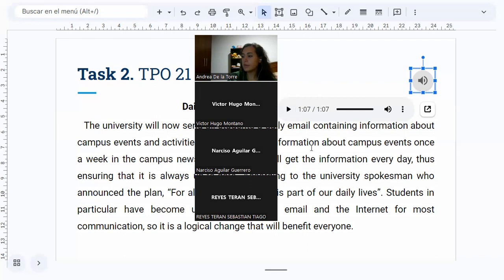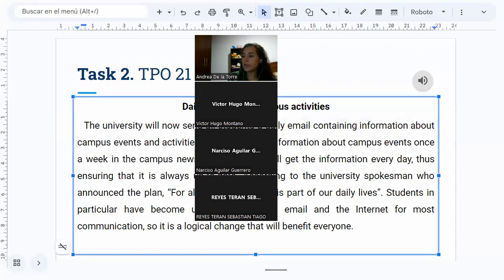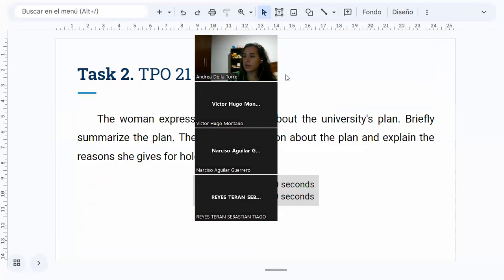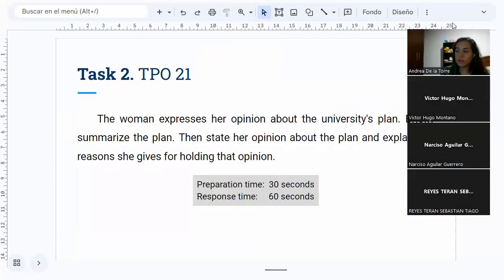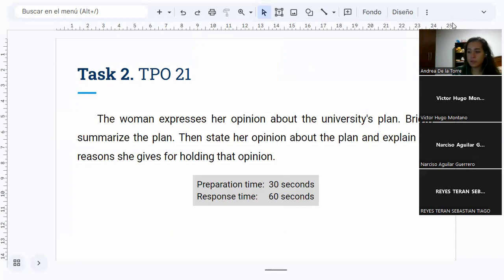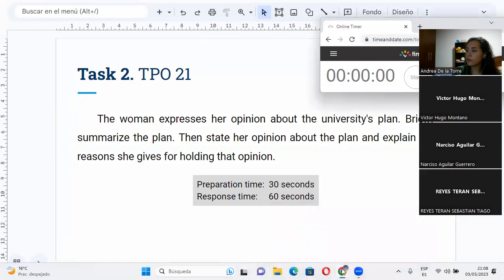Okay, guys. Another question says, the woman expresses her opinion about the university's plan. Briefly summarize the plan, then state her opinion about it and explain the reasons she gives for holding that opinion. You will now have 30 seconds to prepare your response.